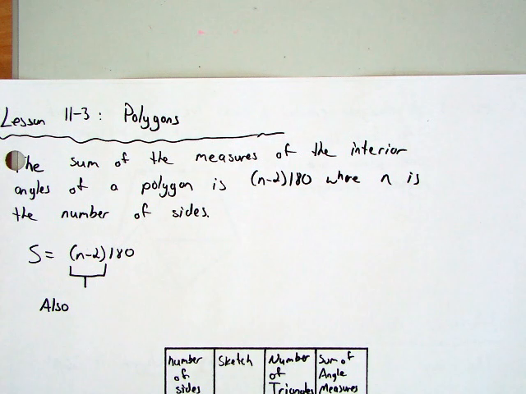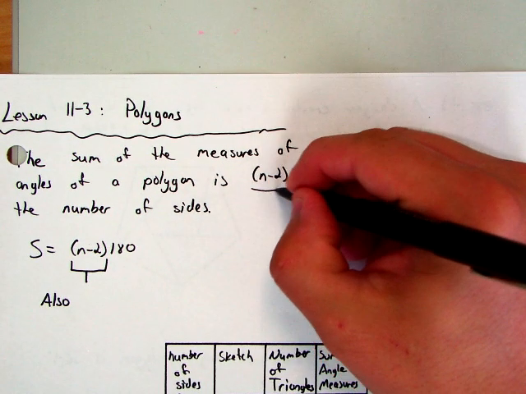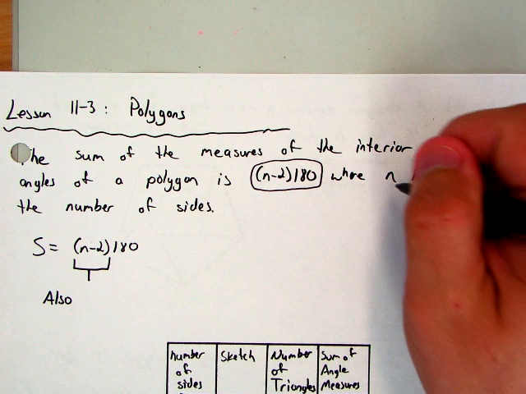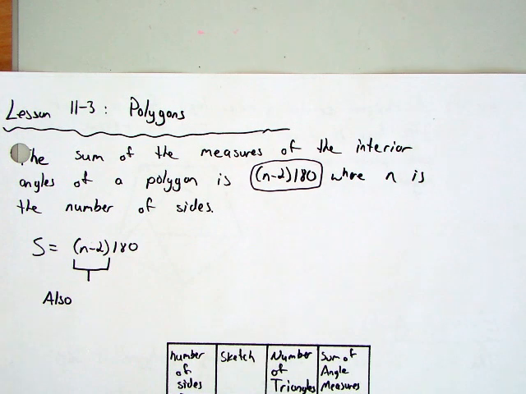Alright, today we're going to be talking about Chapter 11, Lesson 3. This is all about polygons. There's something very special about polygons. It says the sum of the measures of the interior angles of a polygon is figured out by the equation (n - 2) times 180, and n represents the number of sides.